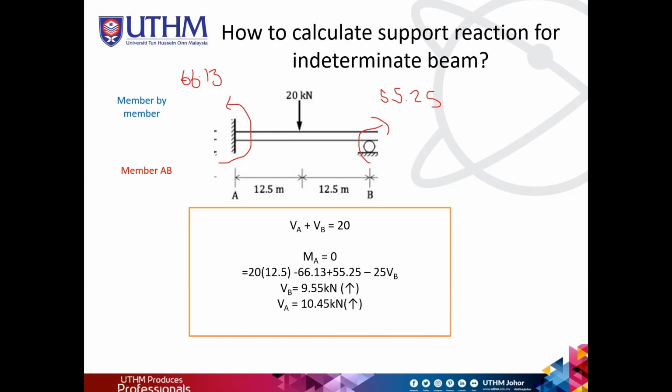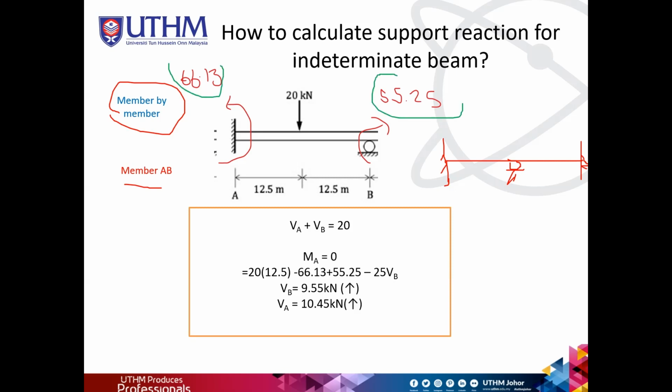Previously we know that our beam is fixed at both ends and a roller at the center. To calculate the support reaction, we need to analyze member by member. That's why here we have two members, member AB and member BC. Then you need to draw one by one. If you look at here, I only draw member AB, and this value we got from the table of MDM as well.